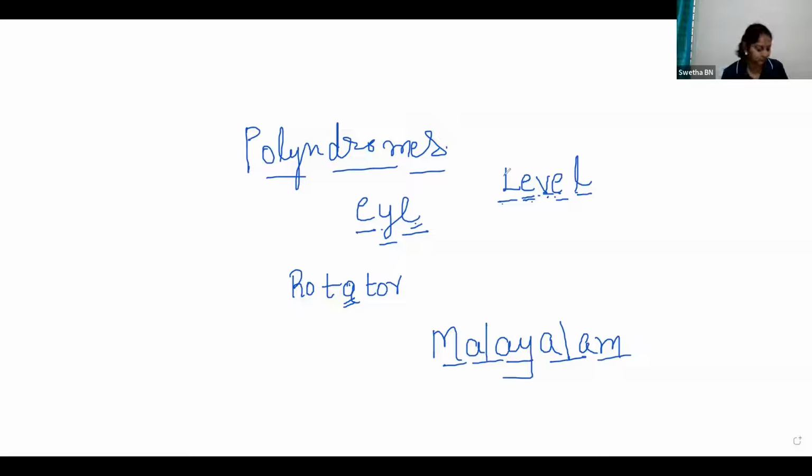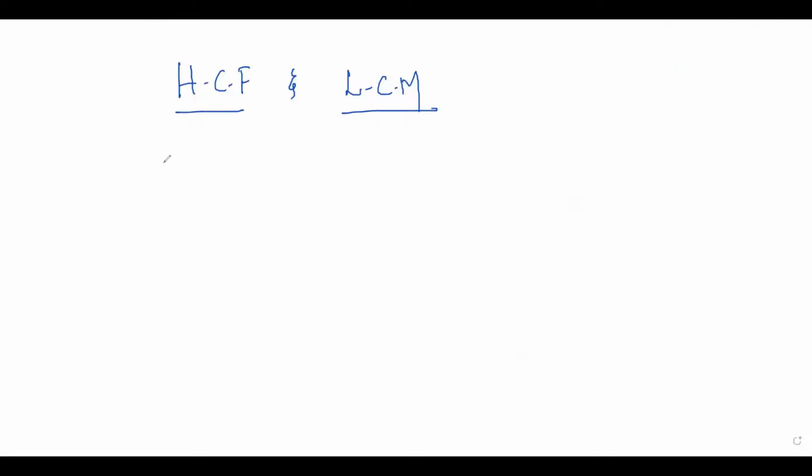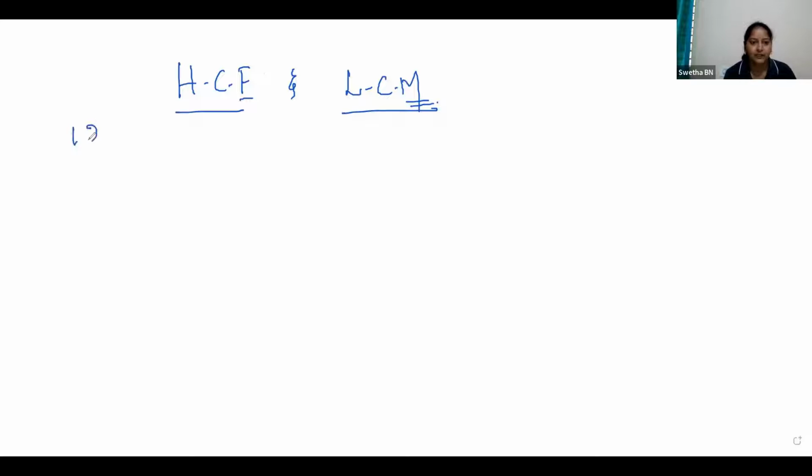Okay, it is already 5:10. I'll teach you HCF and LCM. You know what is HCF? It is highest common factor, and LCM is lowest common multiple. Already you know factors and multiples. I'll give an example, 12 and 16. Will you find HCF for 12 and 16?